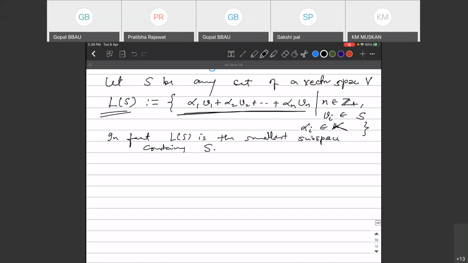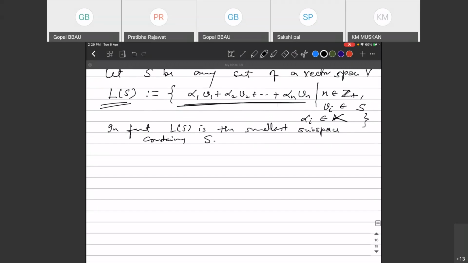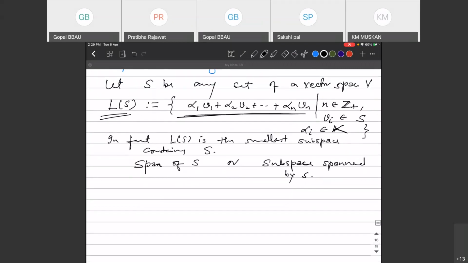Okay, so another name for this LS is the span of S, or the subspace spanned by S. See, there are two or three names. You will see another name: the subspace generated by S, the subspace spanned by S, the span of S. These are all the same.